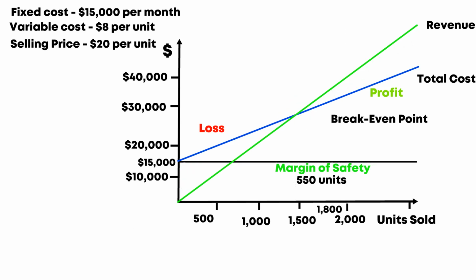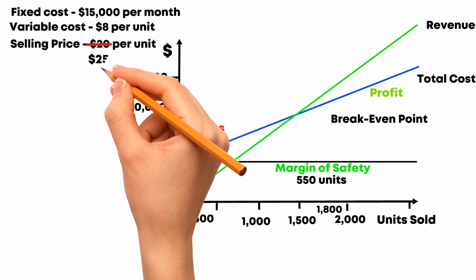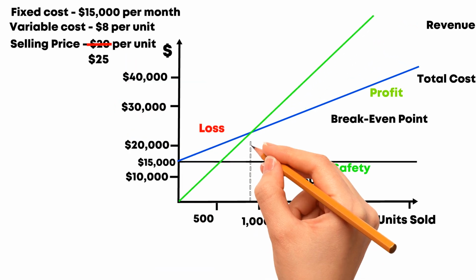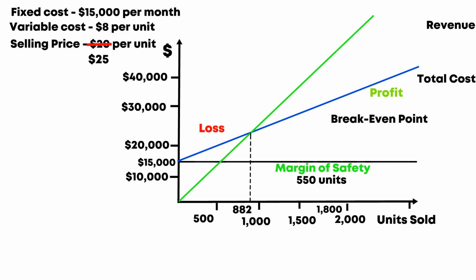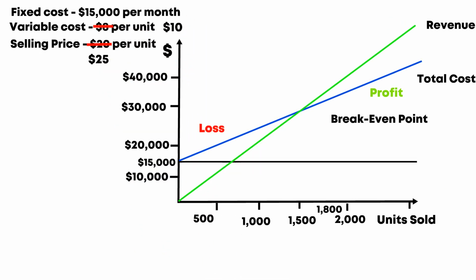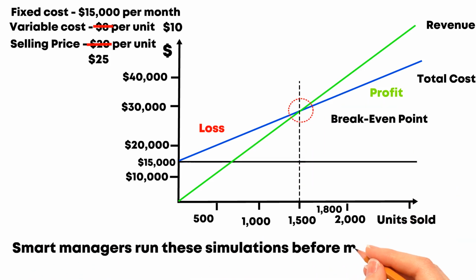Now here's where it gets powerful. Watch what happens when I raise the price to $25. The revenue line gets steeper, and the break-even drops to just 882 units. Or if variable costs rise to $10, break-even climbs to 1,500 units. This is why smart managers run these simulations before making decisions.